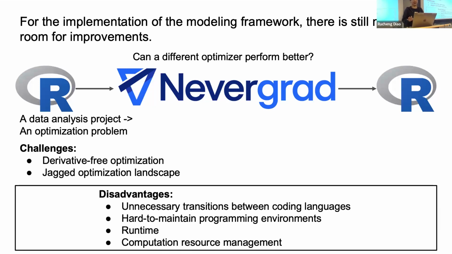So there are a couple of disadvantages, of course, in this process. The first thing is that we unnecessarily have to transition between coding languages. And that also means the environment is very hard to maintain. You basically have to maintain a good Python environment and a good R environment and hope that they work together. And the runtime is not ideal. Neither Python nor R is known for fast runtime, and especially in R, it's very hard to manage computation resources.